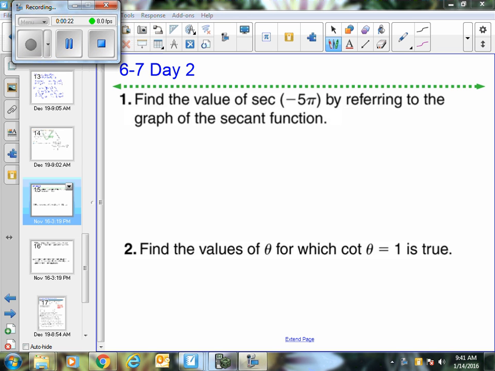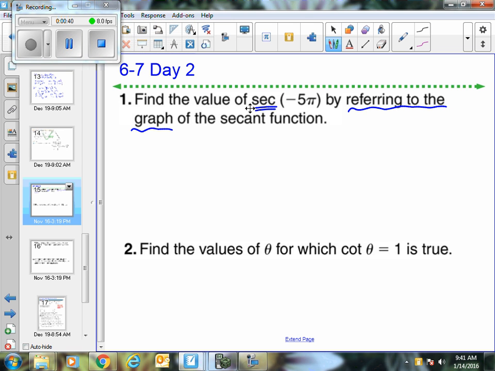So first of all, let's do some of the special value ones. We've never gone through and memorized any of these secants, cosecants, whatever. So we always think about the reciprocal function and then work with those. So that's really not anything new. This could have been something we did when we did the original unit circle, but they say this now, which is interesting, by referring to the graph of.